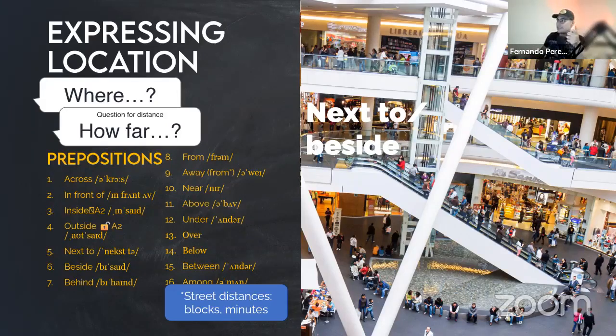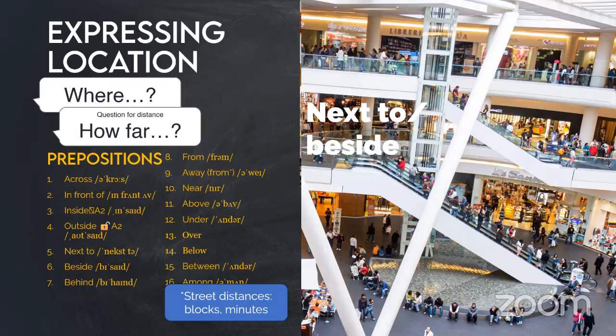Exactly. Now, Oxxo starts with a vowel sound, so what is the article? Beside my house, there is an Oxxo. Perfect. Correct, correct.